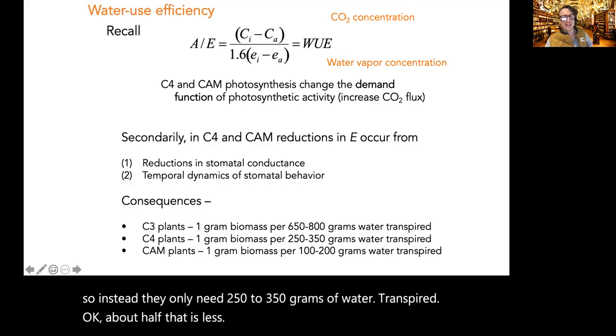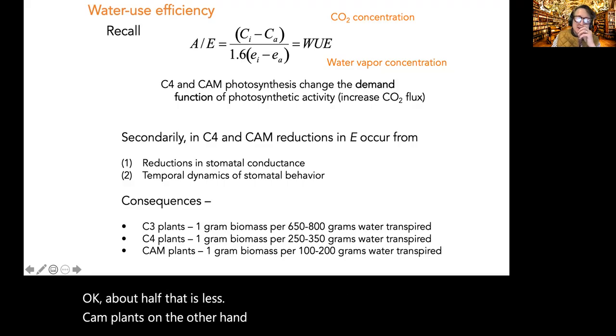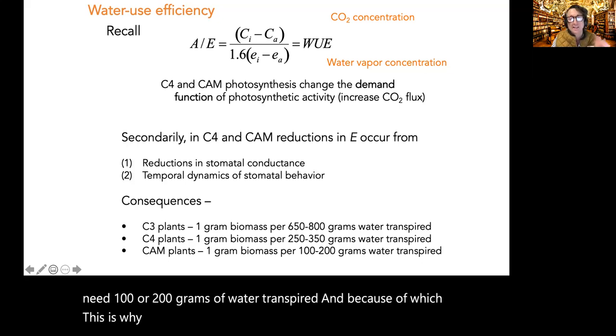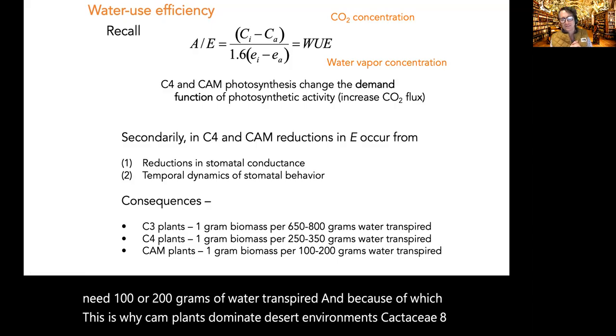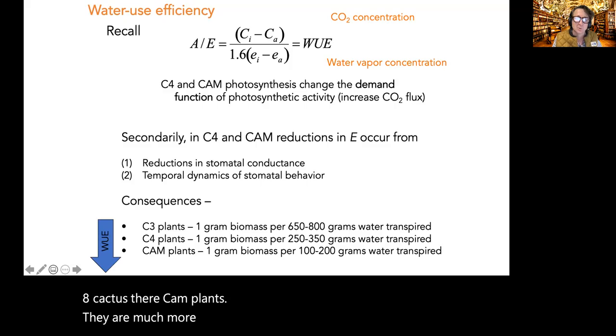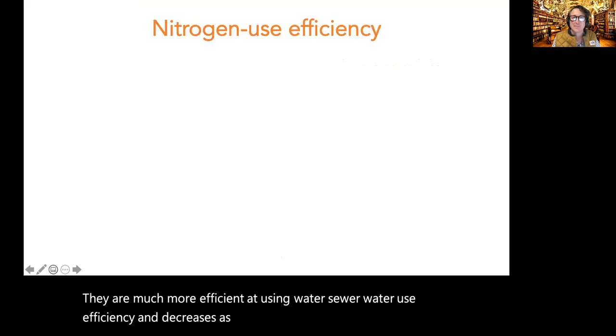CAM plants, on the other hand, for 1 gram of biomass, they only need 100 or 200 grams of water transpired. And because of which, this is why CAM plants dominate desert environments. Cactaceae, cactus, they're CAM plants. They're much more efficient at using water. Okay, so our water use efficiency increases as we move from C3 to CAM.